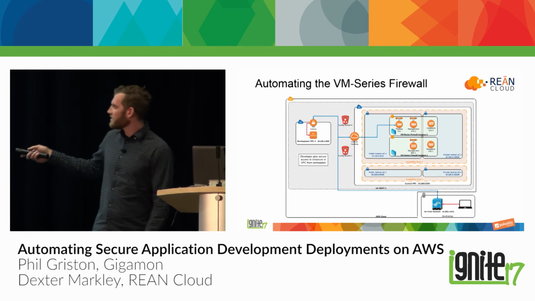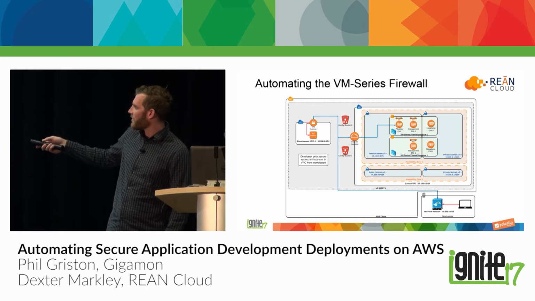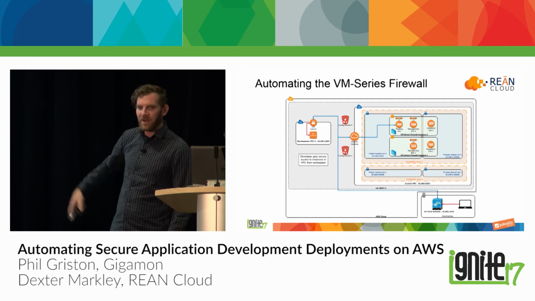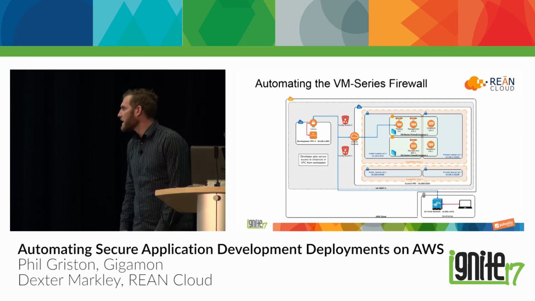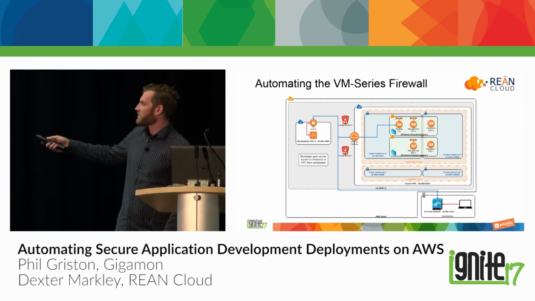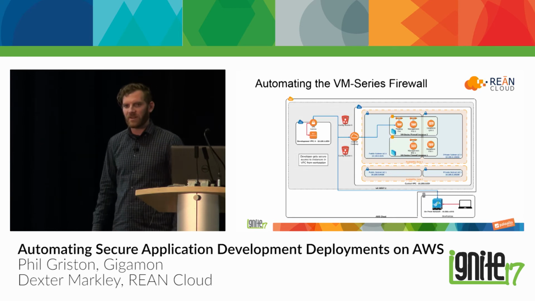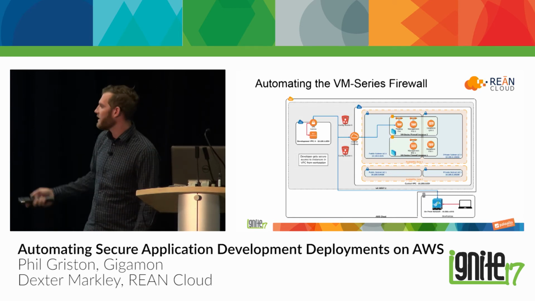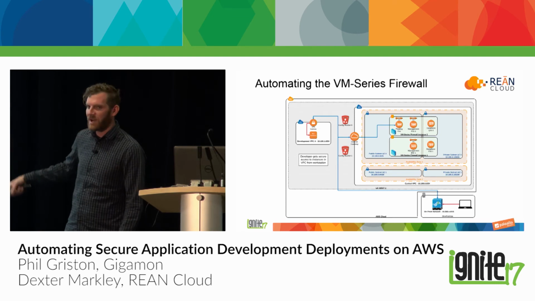Right, so all zeros went through for the development VPCs, went through the Palo Altos. Yep. And actually in the control VPC as well, we used the natting functionality of the VM series firewall to nat out the control VPC traffic to the internet.